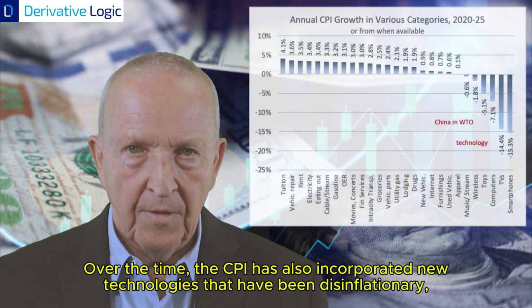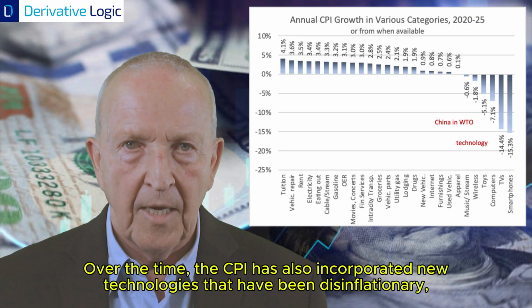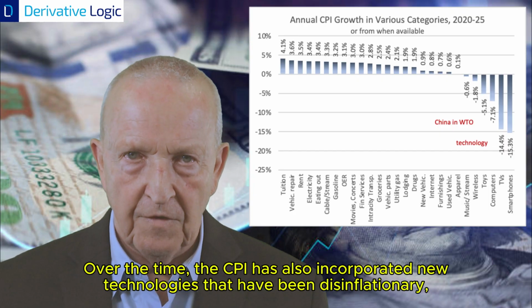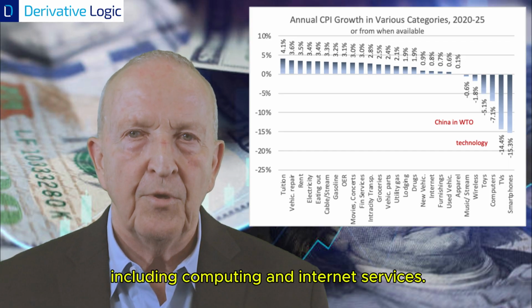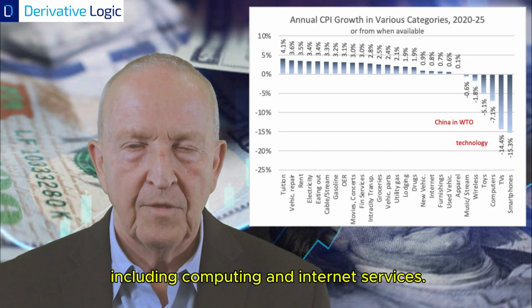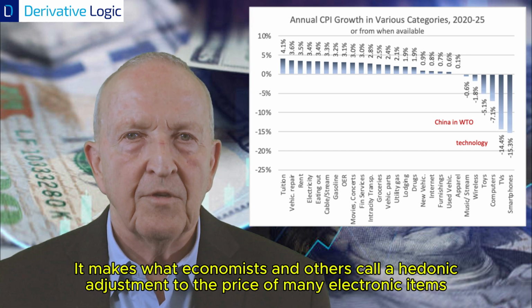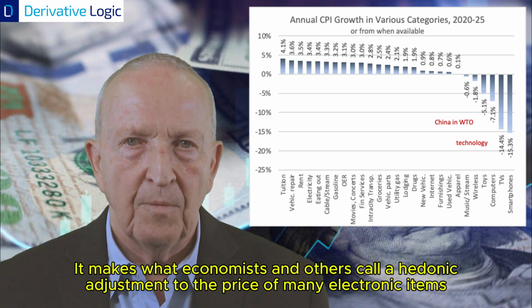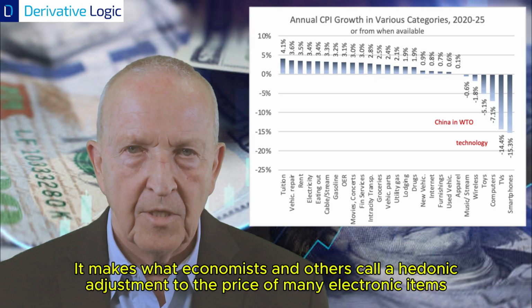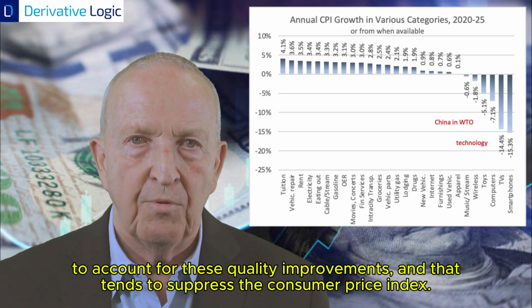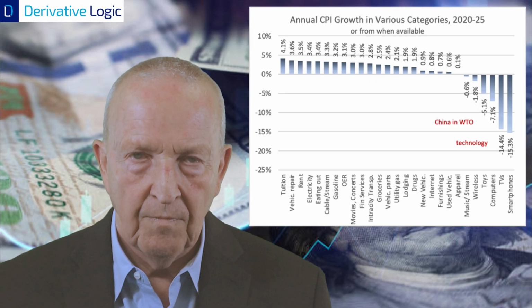Over time, the CPI has also incorporated new technologies that have been disinflationary, including computing and internet services. It makes what economists and others call a hedonic adjustment to the price of many electronic items to account for these quality improvements, and that tends to suppress the Consumer Price Index.